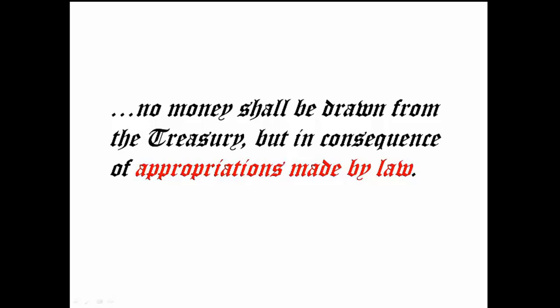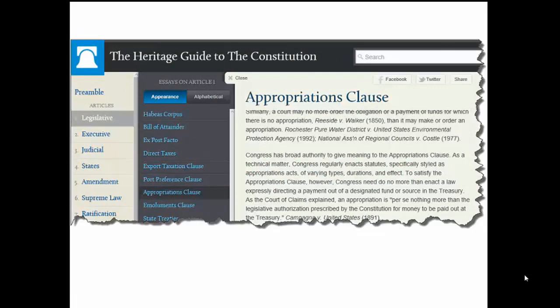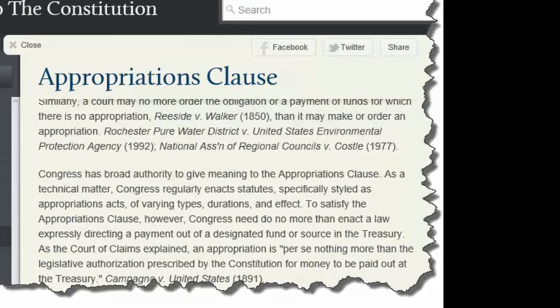Have you ever wondered how this clause is implemented? And what are appropriations made by law anyway? The Heritage Guide to the Constitution describes laws making appropriations as those expressly directing a payment out of a designated fund or source in the Treasury. In other words, a legislative authorization for money to be paid out of the Treasury.